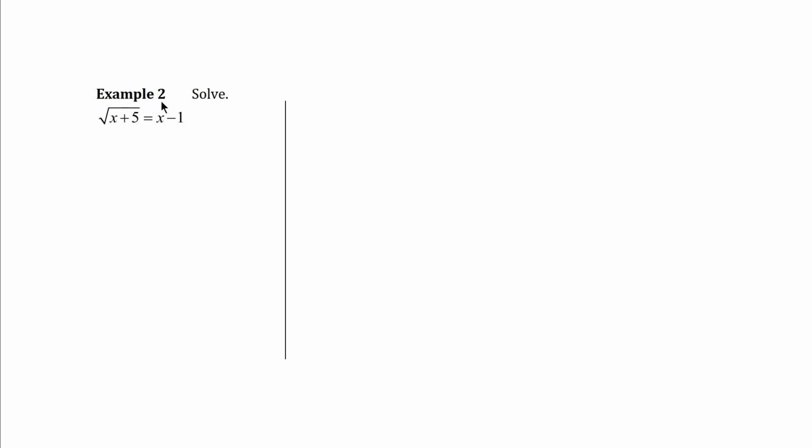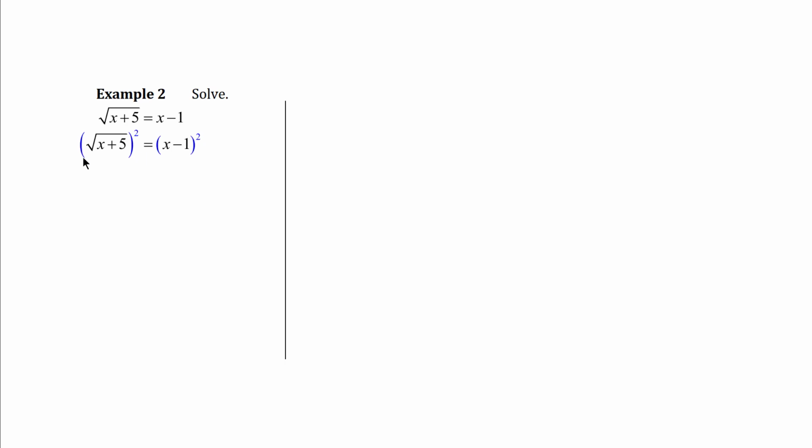For example number 2, solve. We have the square root of x plus 5 equals x minus 1. Since the radical is isolated on the left-hand side, we could go ahead and get rid of the radical by squaring both sides of the equation.